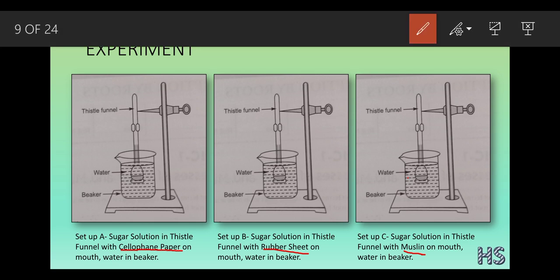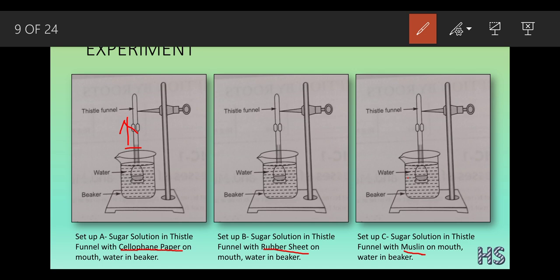Okay, suppose at the initial level the water was here. After an hour we would notice that the solution inside the thistle funnel with cellophane paper rises. I'm going to show it by an arrow; the upward arrow means rise. The solution inside the thistle funnel got raised. Why it got raised? Let's keep it on hold.